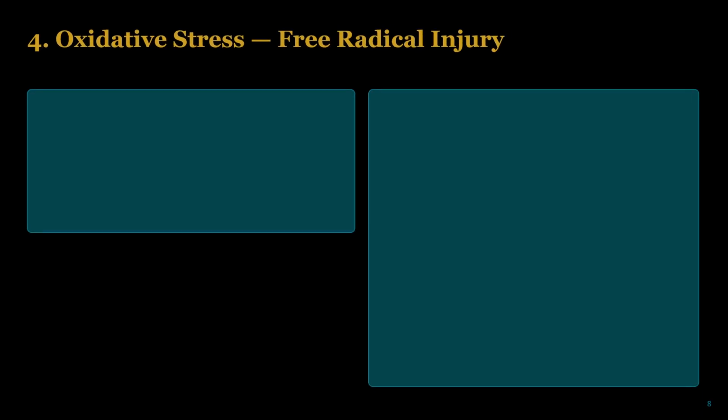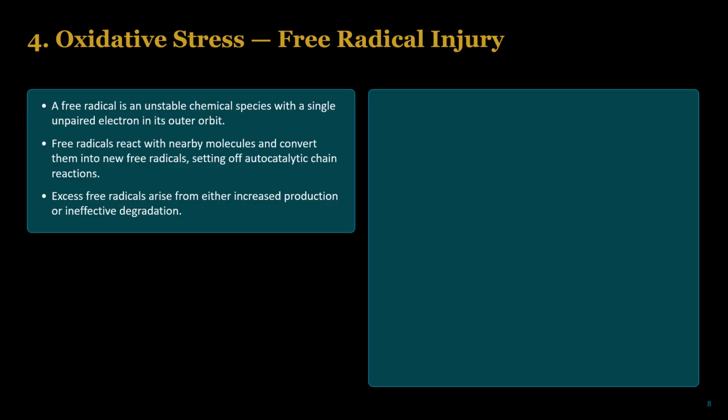Now let's talk about oxidative stress and free radical injury, and how it leads to cell injury. For us to understand how oxidative stress leads to free radical injury, we have to know what a free radical is. A free radical is an unstable chemical species with a single unpaired electron in its outer orbit. Free radicals arise from either increased production or ineffective degradation. So if there is increased production or ineffective degradation of substances, free radicals are being produced.